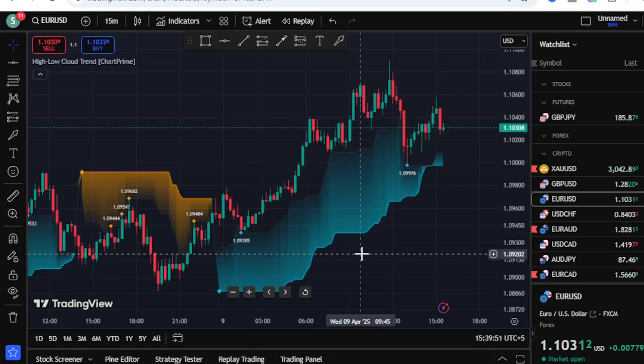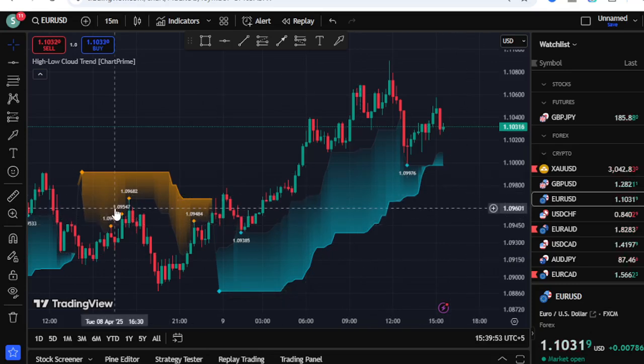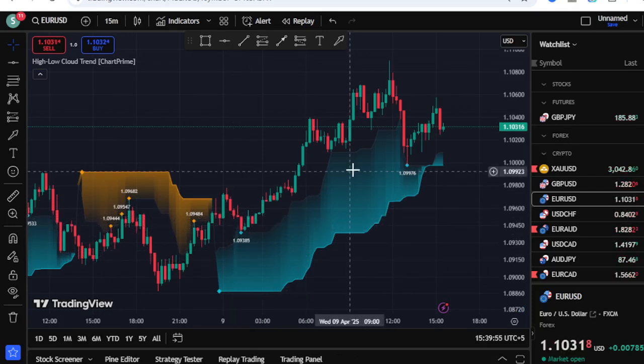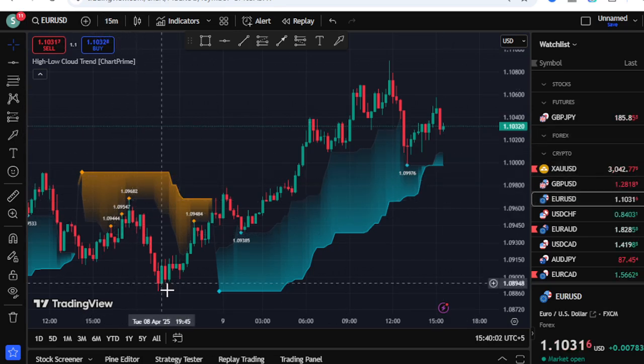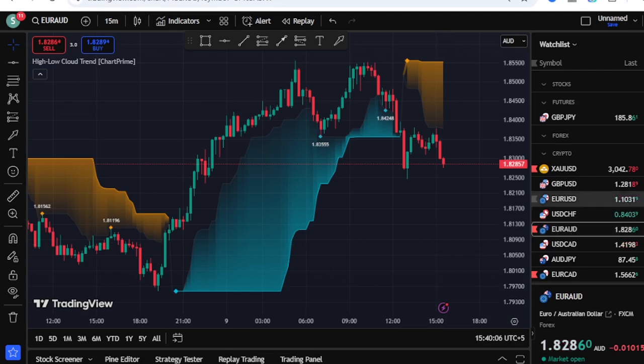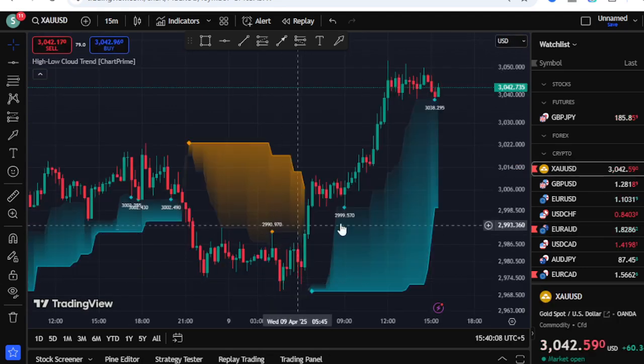If you are a scalper, then this indicator is for you because it is keeping an eye on the short trends as well. Just look at this. This is the 15-minute chart, Euro USD. This was down, this was the blue cloud, and you can see prices up. So how can we add this amazing indicator on our screen?